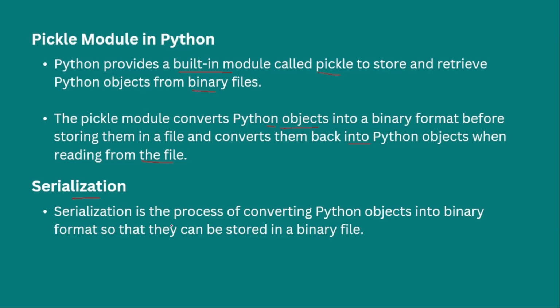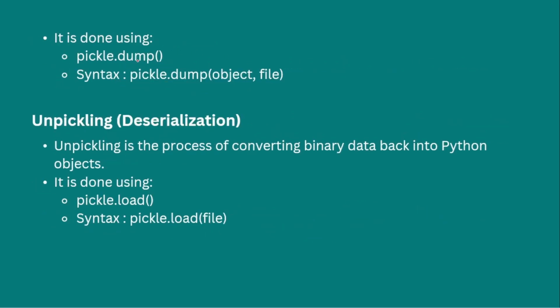What is serialization? Serialization is the process of converting Python objects into binary format. We have to convert these Python objects into binary format for storing them in a binary file, and that process is called serialization. It is done using pickle.dump, with the object and the file. So we are converting that Python object into binary format and then storing it in a file using pickle.dump.